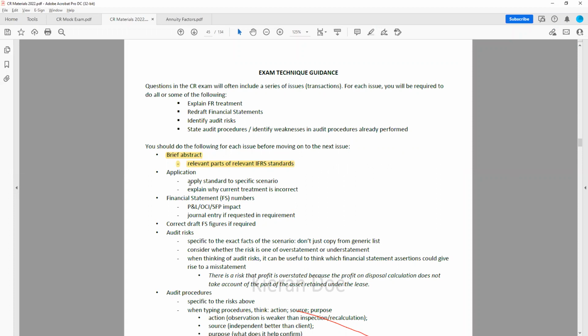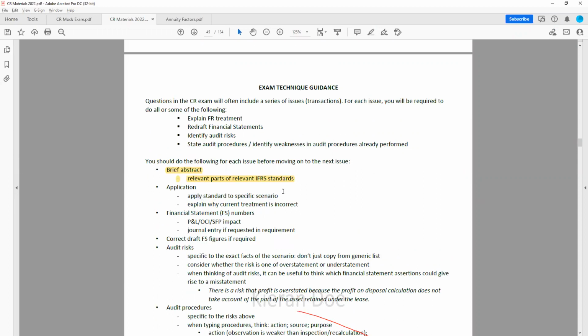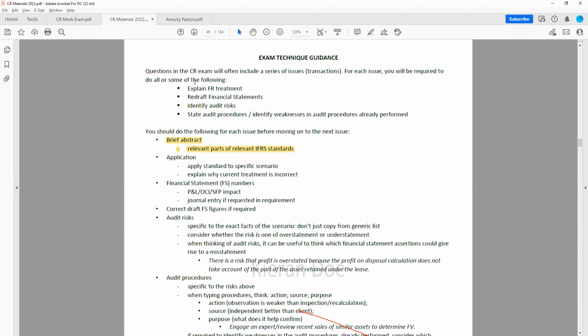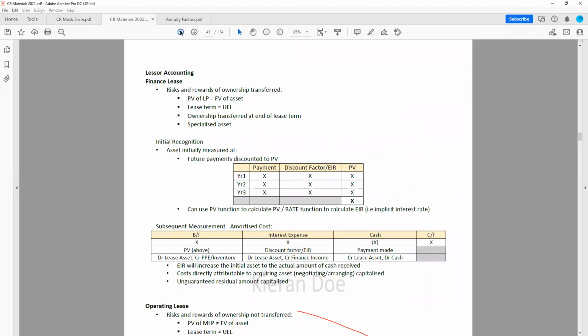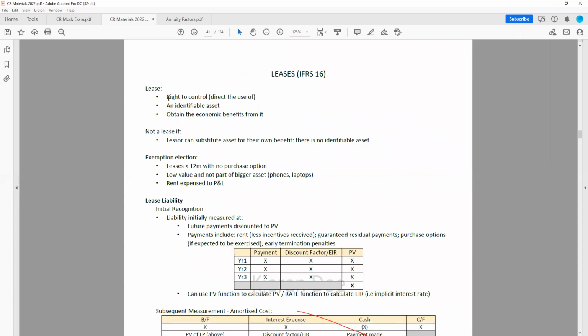So then we can kind of move on and we can apply it to the specific scenario. So then we can think about how do we apply this to this specific scenario. So first of all, you could justify why it is a lease. Now, in other questions, that might be more important. There might be a bit more around what the asset is. Is there actually an identifiable asset here? Can't be substituted by the lessor. It isn't quite so much of an issue here.